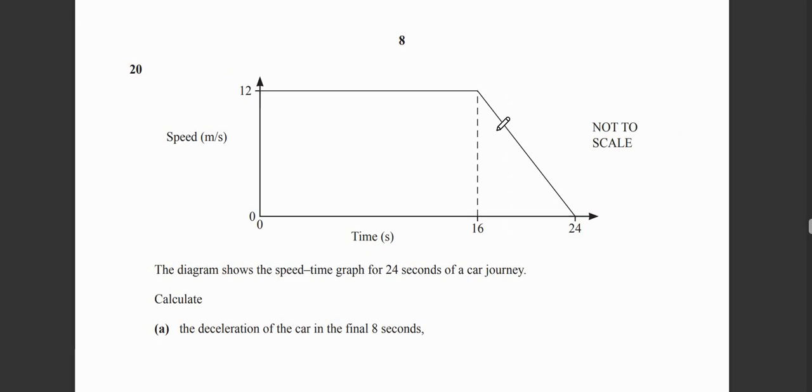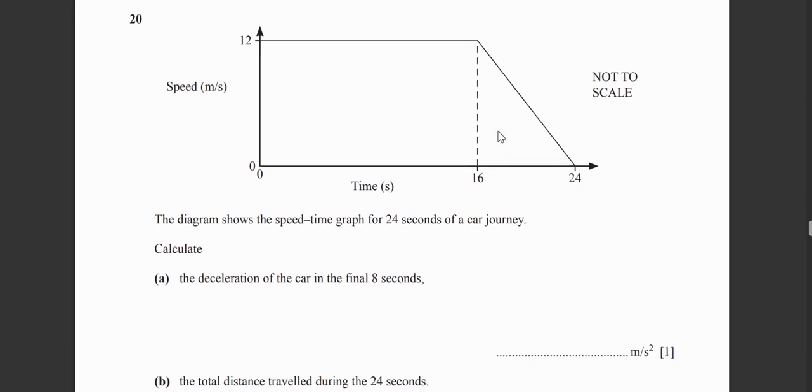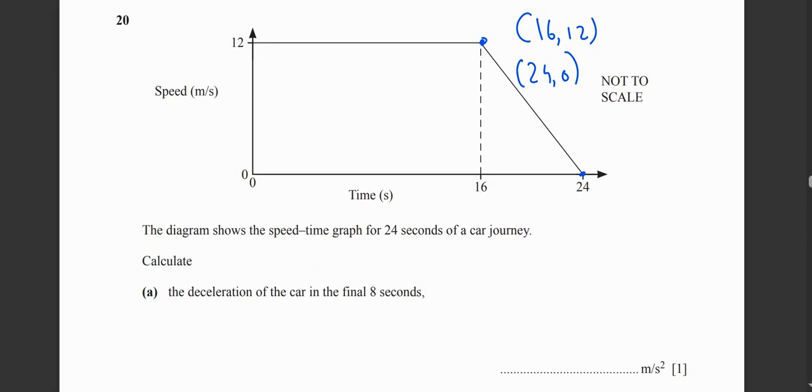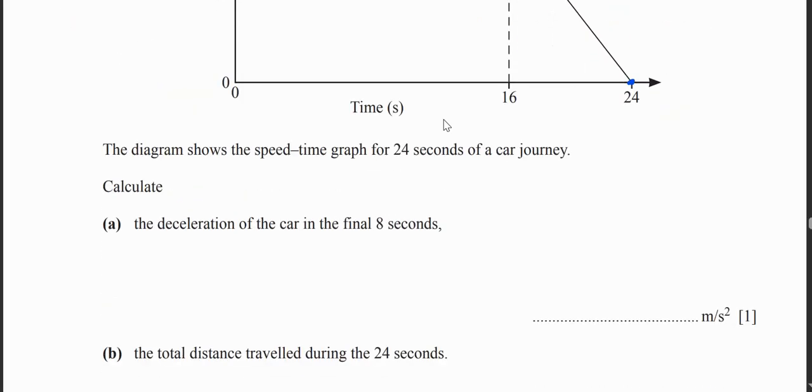Question number 20. The diagram shows the speed time graph for 24 seconds of a car journey. Calculate the deceleration. Whenever they say deceleration, they mean this part. The best way is to take 2 points like this. This point is (16, 12). This point is (24, 0). So let me zoom it in. (16, 12), (24, 0), x1, y1, x2, y2.